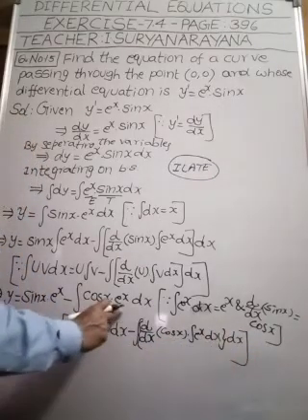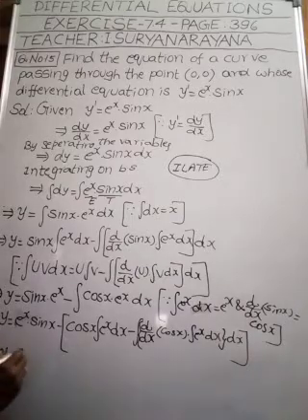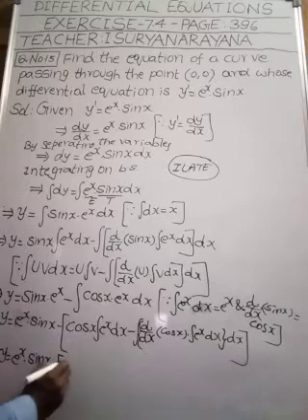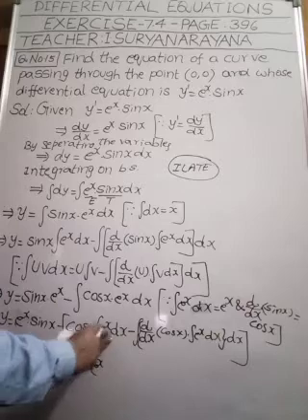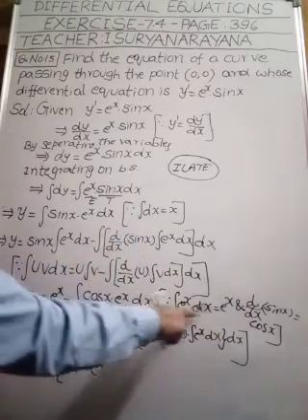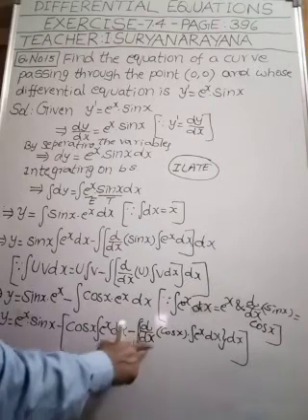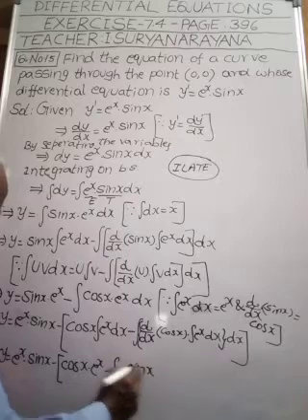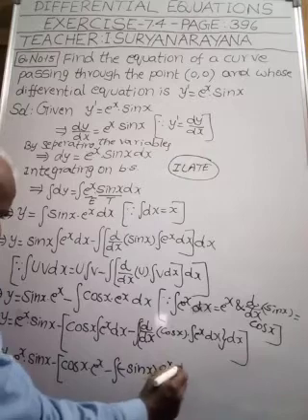Again we have applied integration by parts. Okay, my children? Right. This implies y is equal to e power x into sin x minus cos x into integral e power x dx. We have written already, integral e power x dx is equal to e power x only, minus d by dx of cos x. What will you get? Minus sin x. Yes or no, my children? Minus sin x into integral e power x dx. What will you get? E power x.